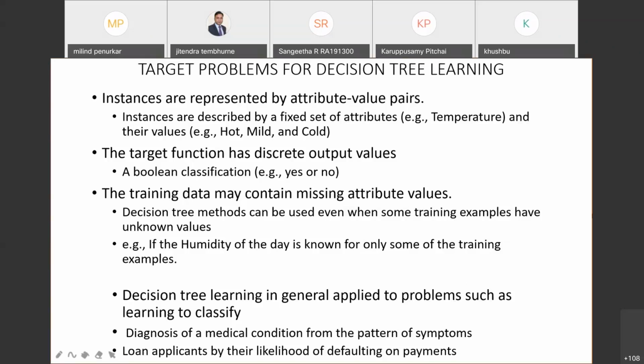Fine. So decision tree learning in general is applied to learning to classify, for example, diagnosis of a medical condition from the pattern of whether a particular disease could be yes or no. So in the medical field, this is used as an application. And even for loan applicants, we have a likelihood of defaulting on payments of their EMIs or something. So we would have data available, and based on that data, we would see some of them are defaulting on payments based on the history or the training instances. In such a case, we could use it because some of the data might not be available, since some of the payments have not been done for some of the customers, right?